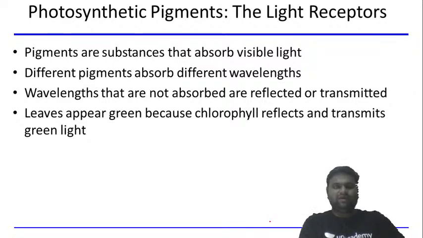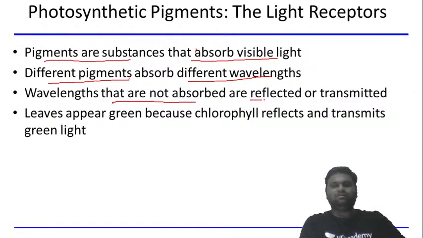So what are pigments? What are photosynthetic pigments? Pigments are substances that absorb visible light. Different pigments absorb different wavelengths. Wavelengths that are not absorbed are reflected or transmitted. Leaves appear green because chlorophyll reflects and transmits green light.